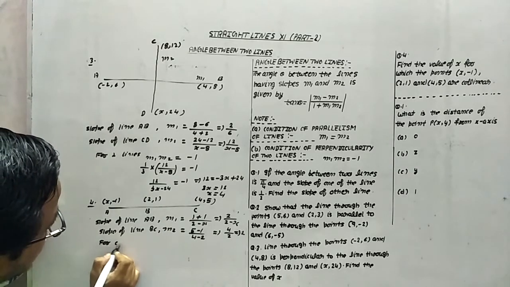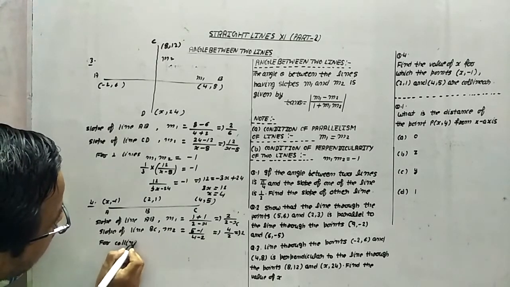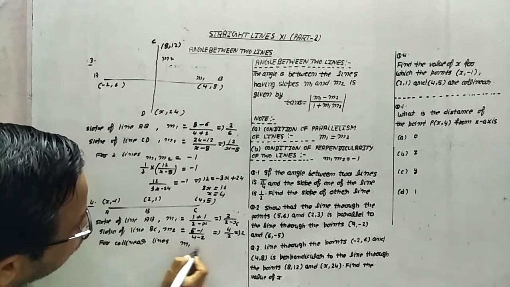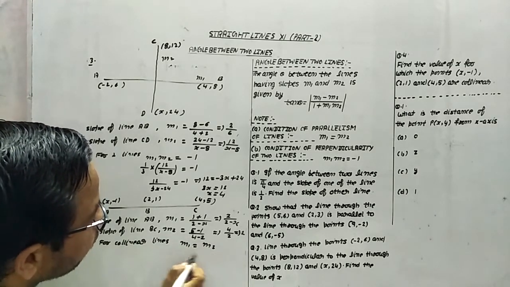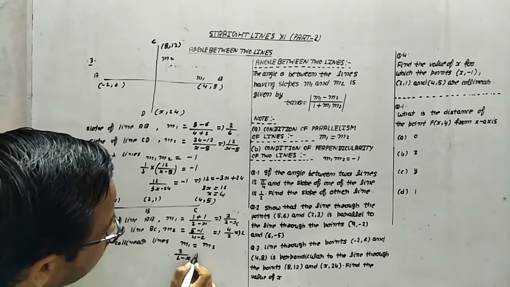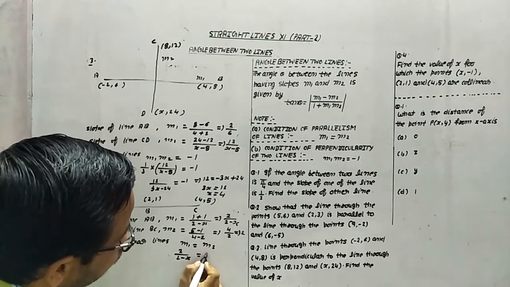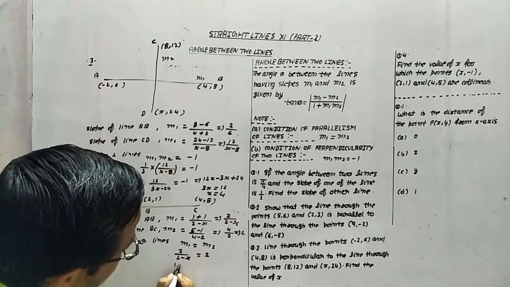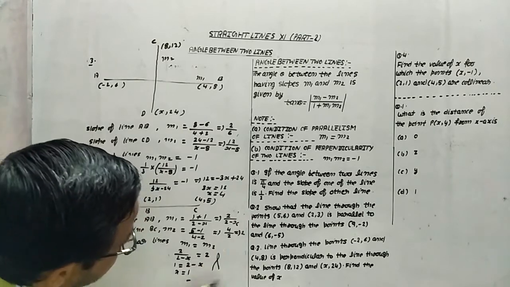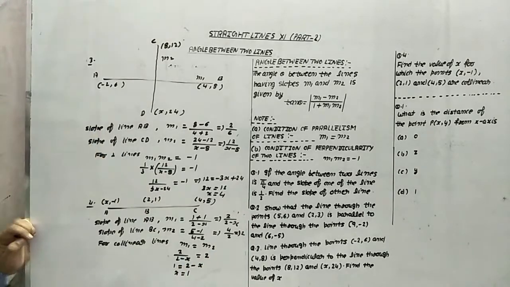Now for collinear lines, we observe m1 is equal to m2. It means 2 upon (2 minus x) must be equal to 2 only. So the 2 cancels out, and 1 is equal to 2 minus x. It means x is equal to 1, and this is the answer.